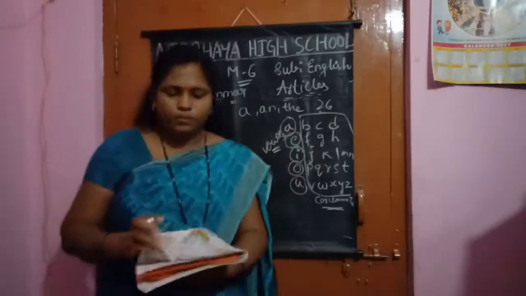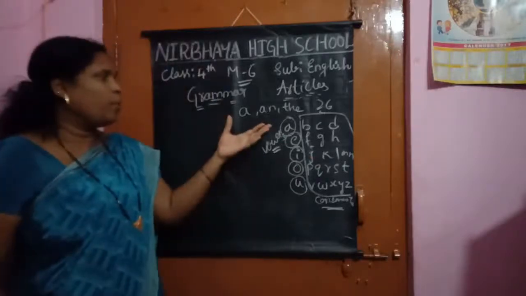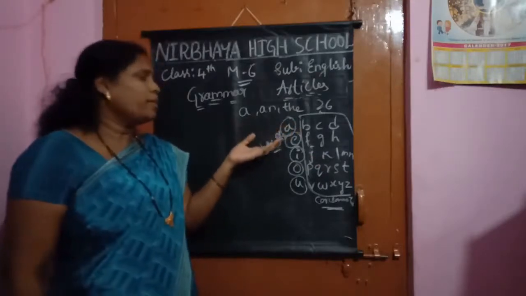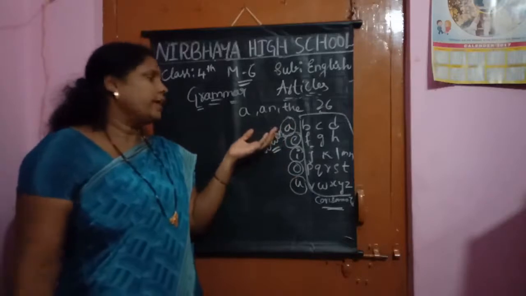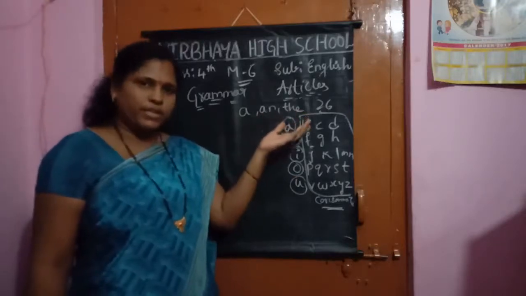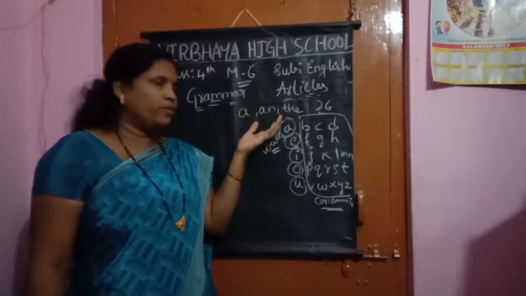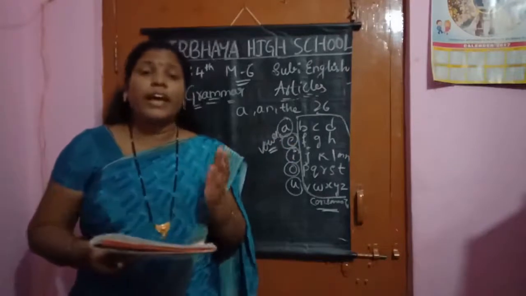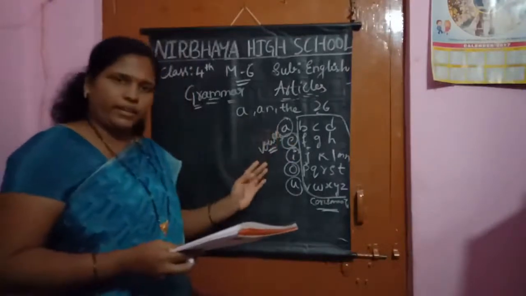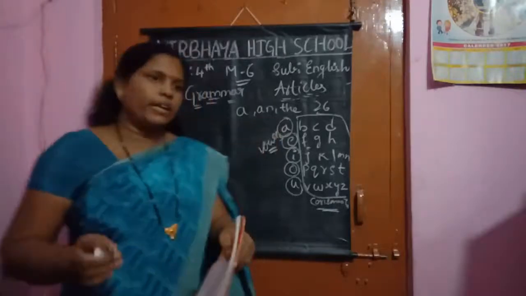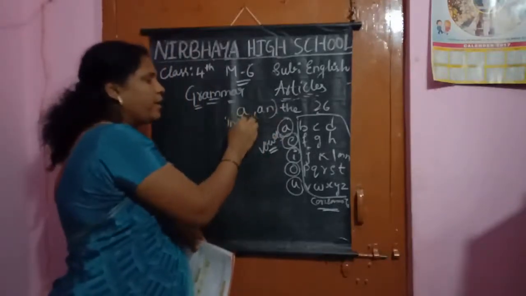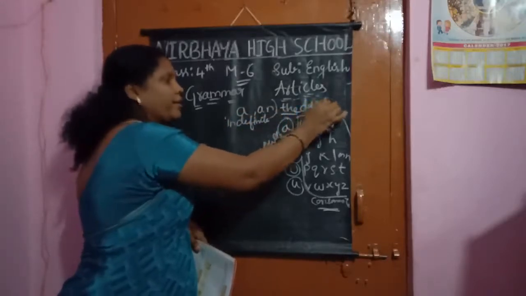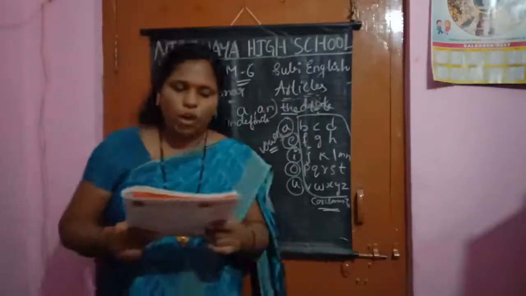Okay, children? Now I have told you about the articles and where they are used. Now coming to the topic. Now we are going to talk about the definite and indefinite articles. See, children, a and an are the indefinite articles. These two are indefinite articles. And the is the definite article.